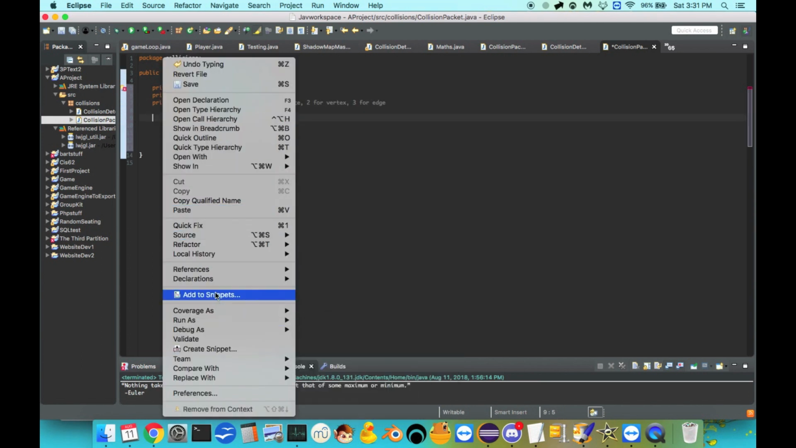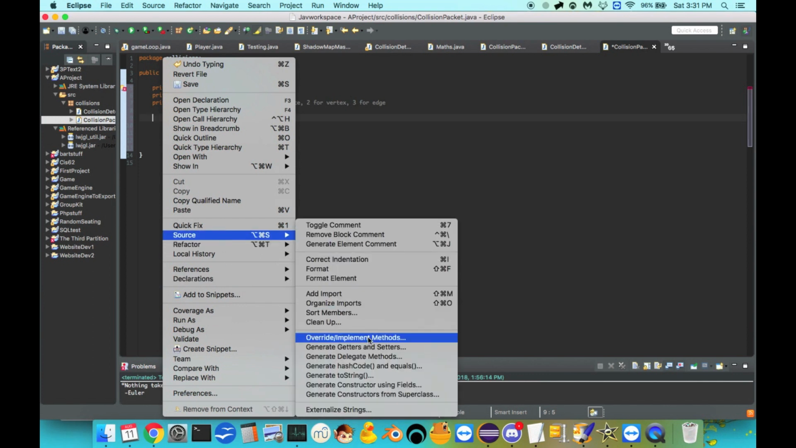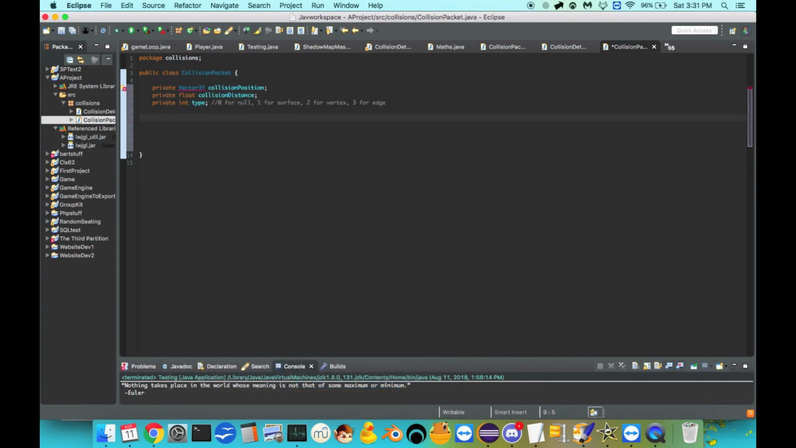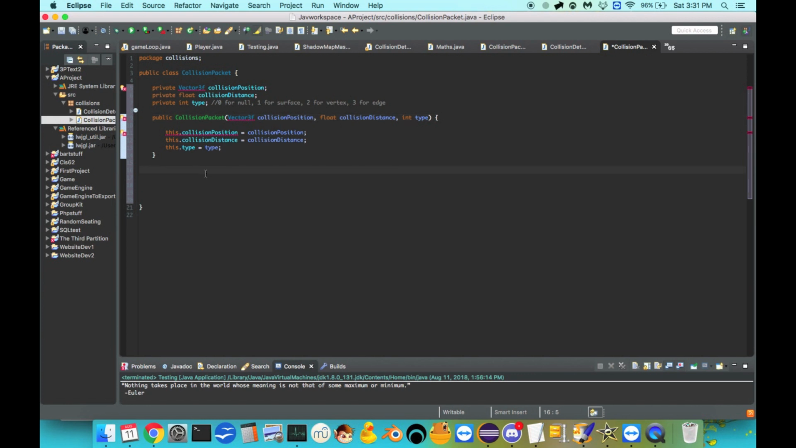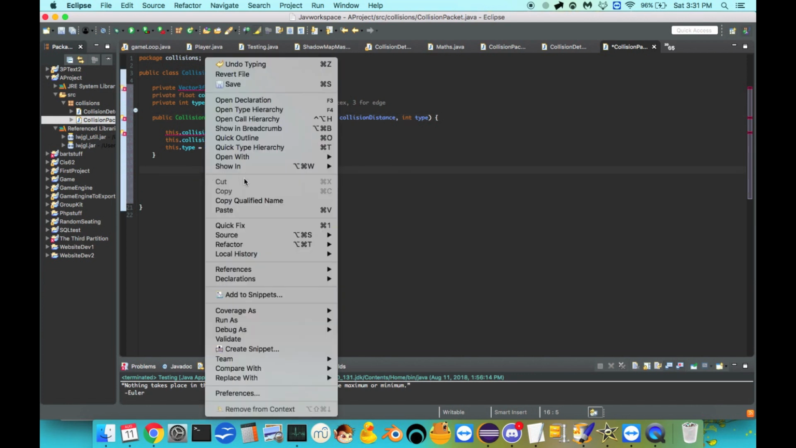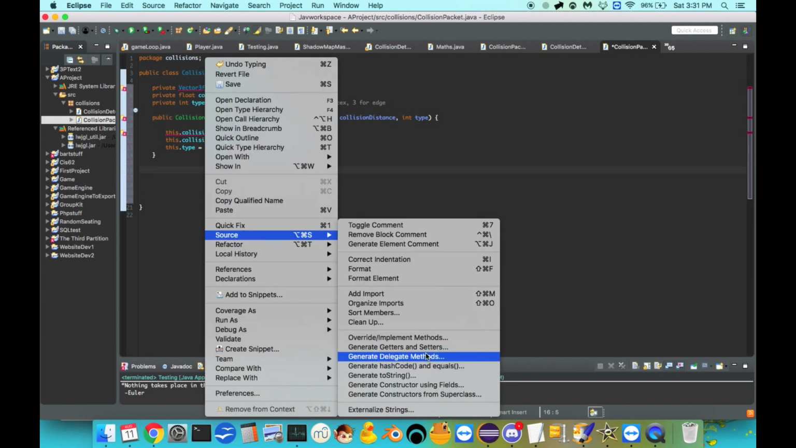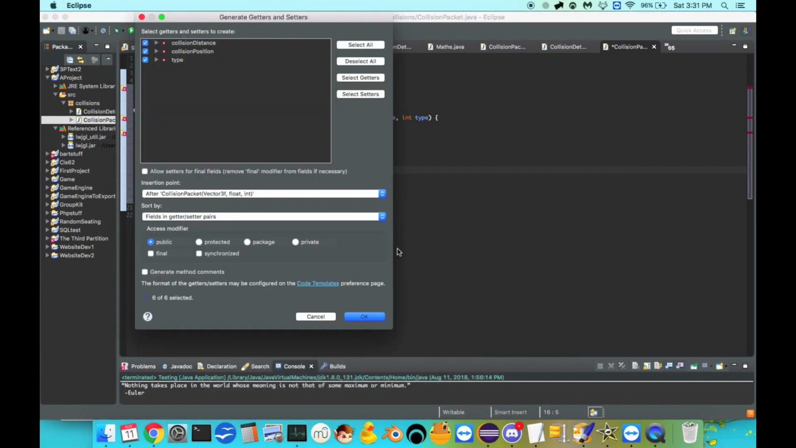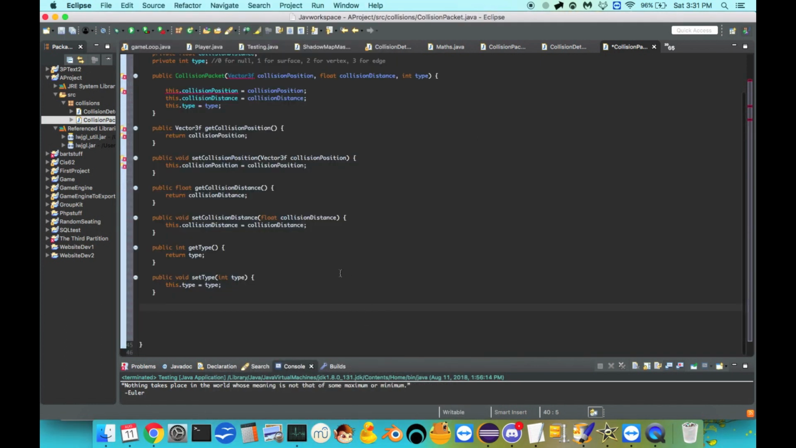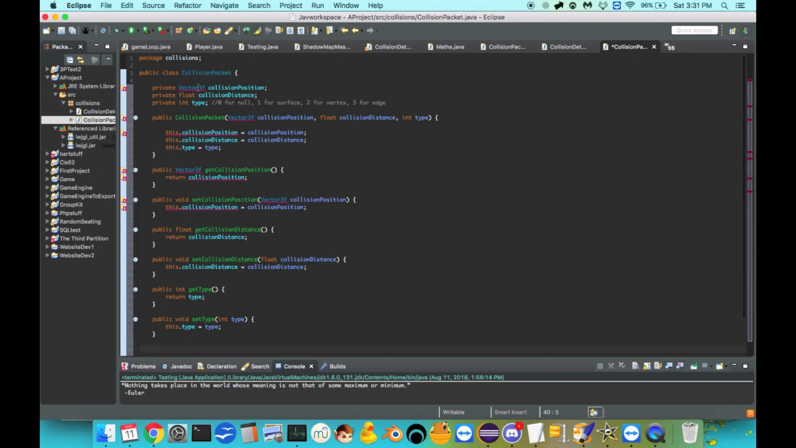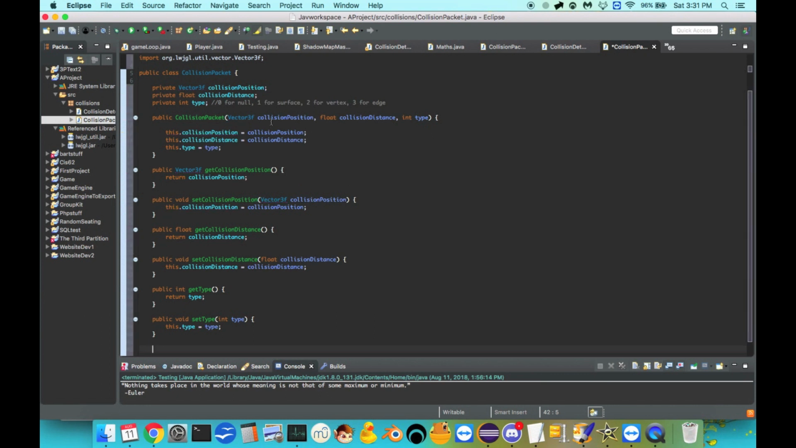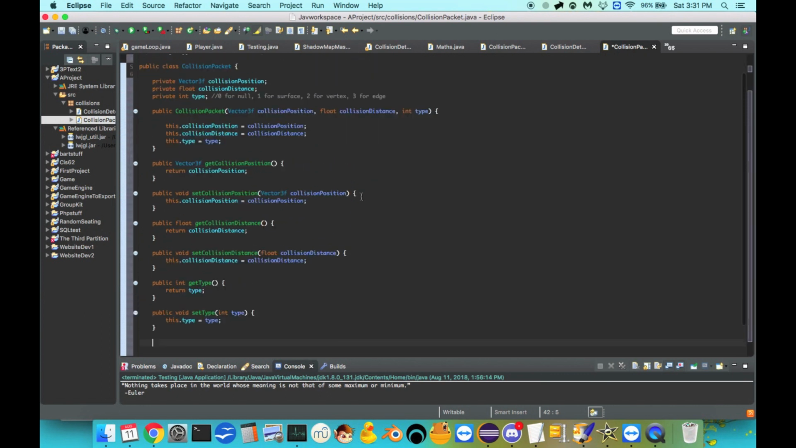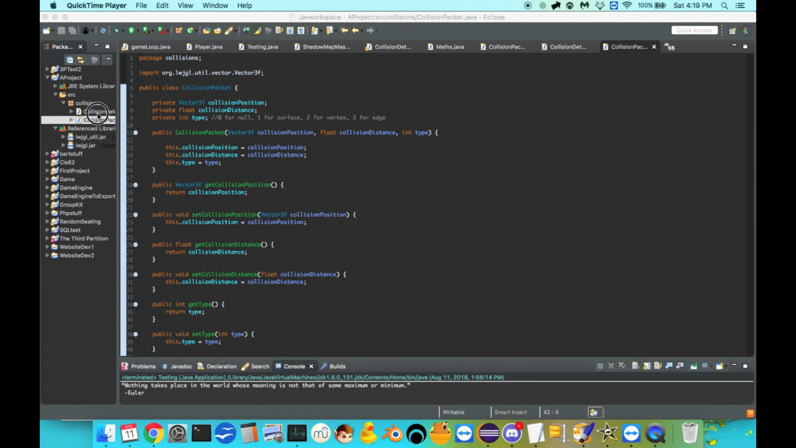Next, we will generate a constructor for this class. So when we detect a collision, we can create a collision packet and set the values to whatever we calculate. Next, we'll add some getters and setters so we can actually get those values and modify them. And I'll import the Vector3f from the Lightweight Java Game Library. And that is our collision packet class done.